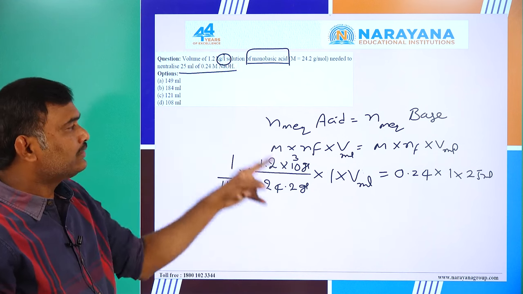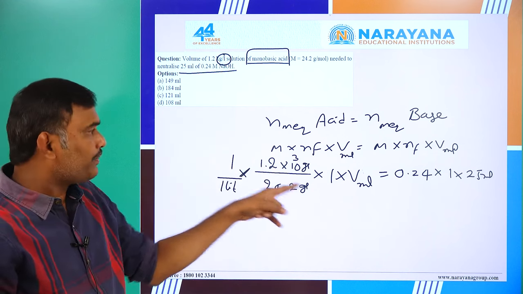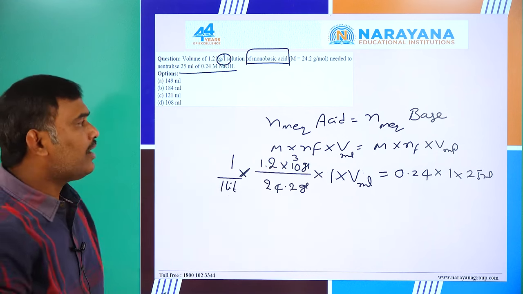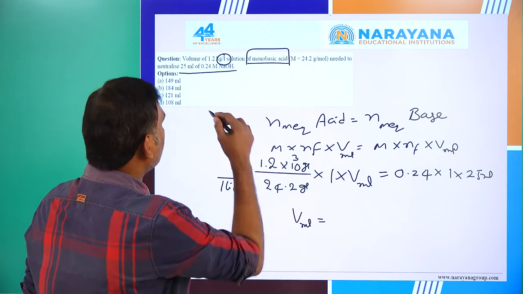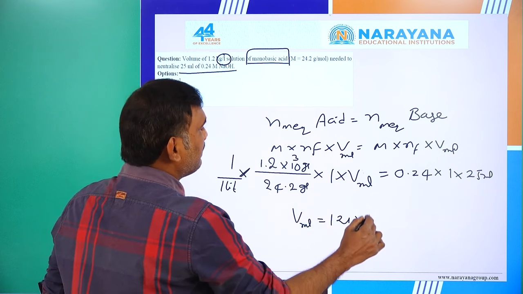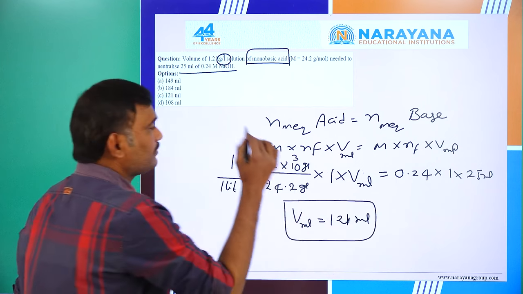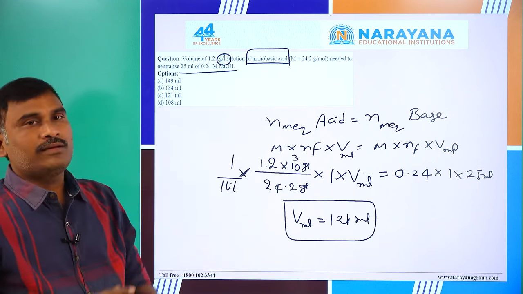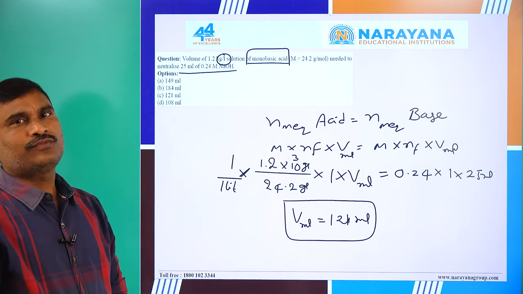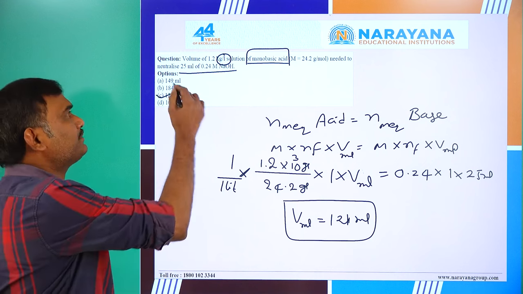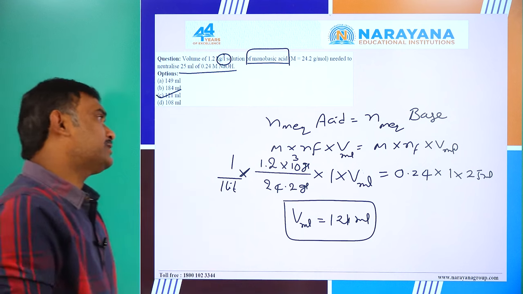That is 1.2 into 10 to the power of 3 by 24.2 into 1 by 1 liter. After solving all this, you will get the volume of the solution as 121 milliliter. This is the volume required to neutralize 25 ml of 0.24 M sodium hydroxide. Now go for the next question, students.